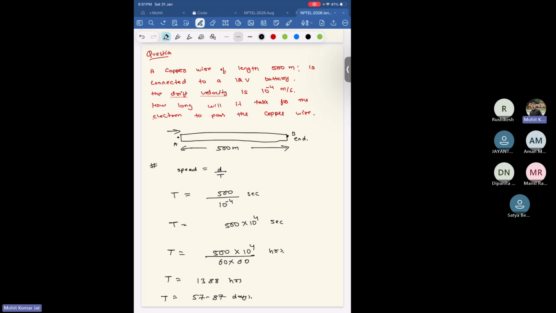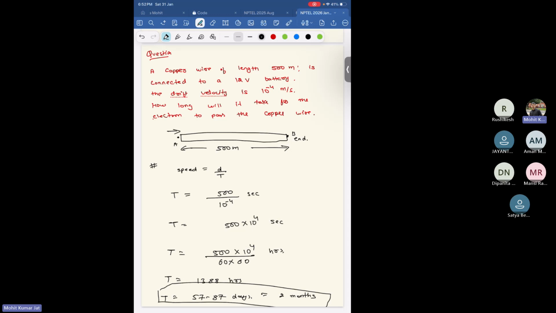What does it mean? Can anyone tell me why it will take roughly 58 days, roughly 2 months? But in your home, the wire lengths are around 500 meter, right? But you turn on the switch, immediately the bulb lights up. It doesn't light up 2 months later. So what does the drift velocity mean then?